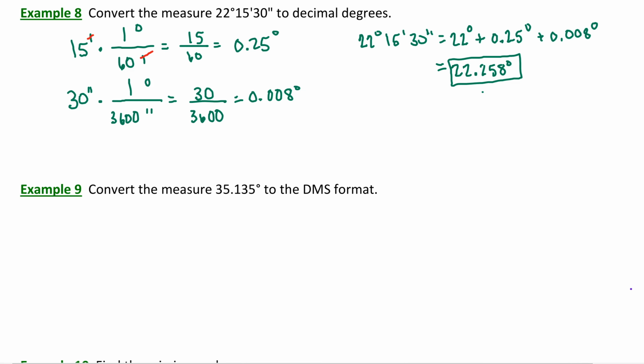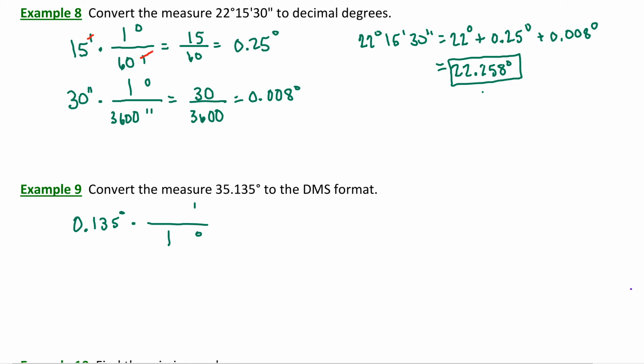Let's try example 9 going the other way. Now we're going to start out with decimal degrees, 35.135 degrees, and we want to convert this to the degree, minutes, seconds format. So I'm going to take the portion of a degree, 0.135 degrees, and convert this to minutes. Okay, so again, we're going to use a conversion factor. So I'm going to put the units that we're attempting to cancel in the denominator, that's degrees, and the units that we are attempting to convert to in the numerator. And then fill in the conversion factor.